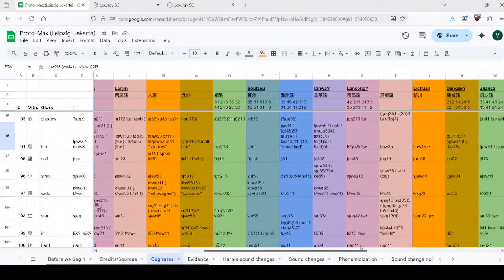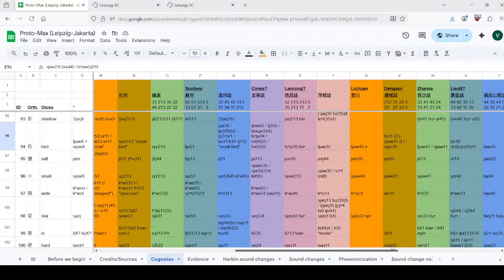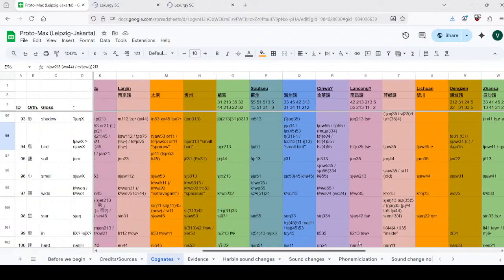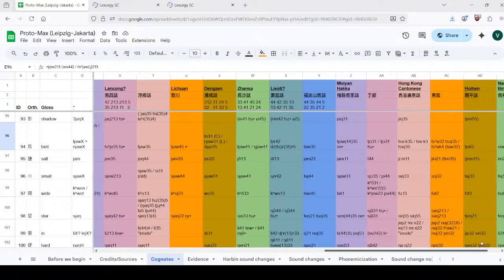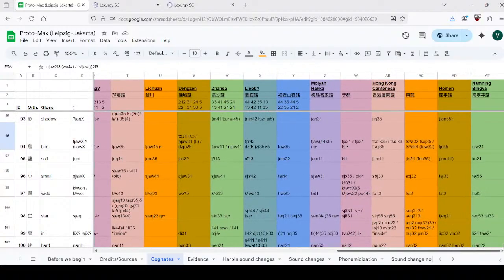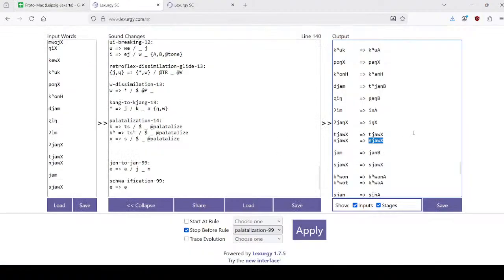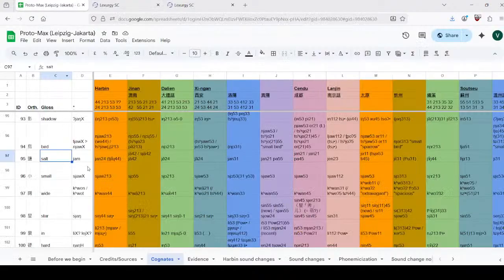Whereas niao shows niao and diao shows cognates across the board. Anyway, yam going to yen is correct. Small, going from xiao to xiao.